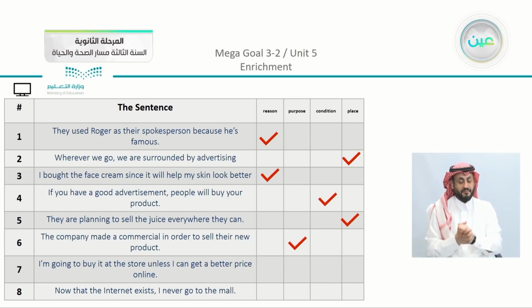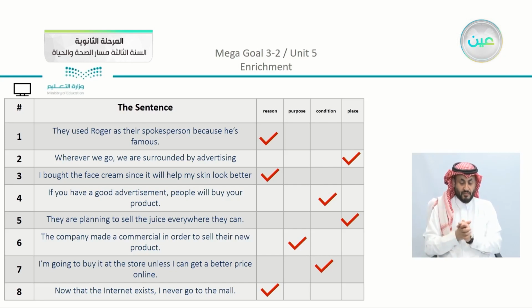I'm going to buy it at the store unless I can get a better price online. So we have unless, which is condition. And the last sentence, now that the internet exists, I never go to the mall. So we have now that, which shows a reason. Why don't you go to the mall? Because we have internet or online shopping. So here it is structured in another way, and we used now that.